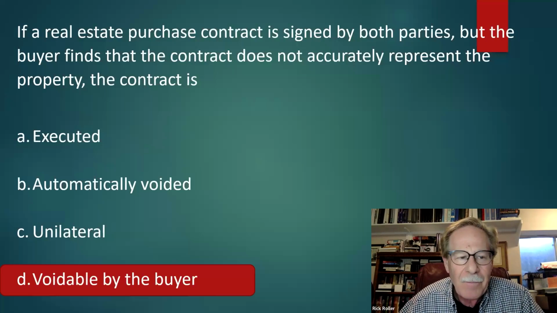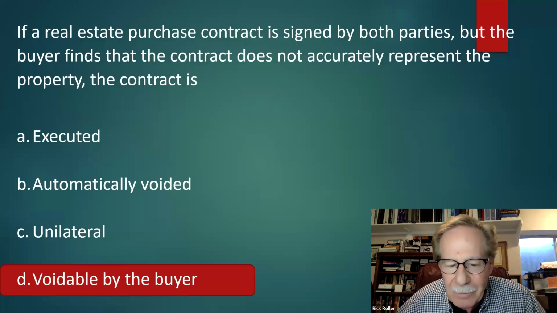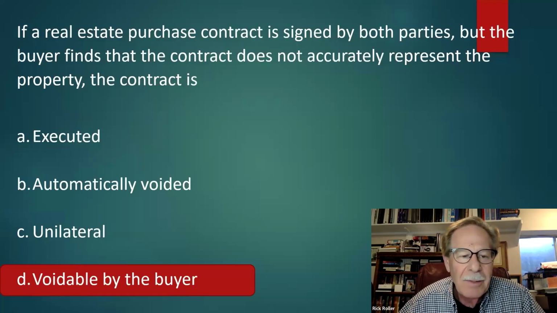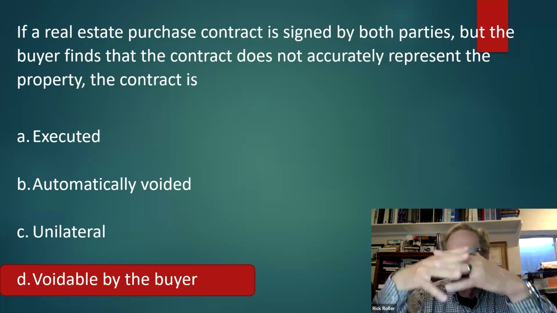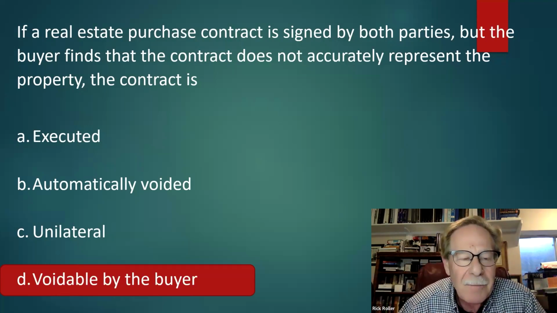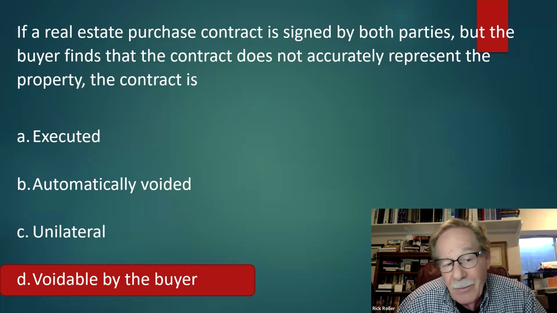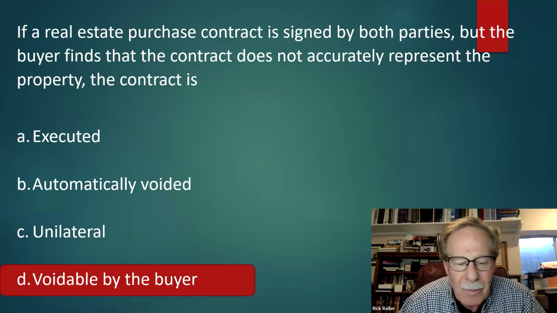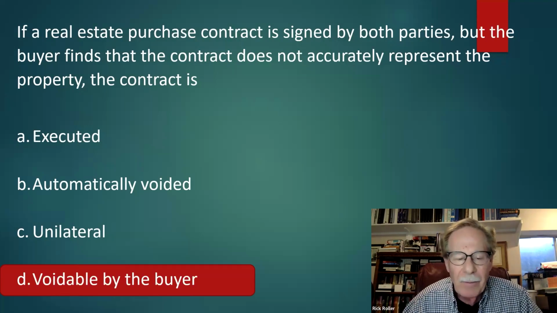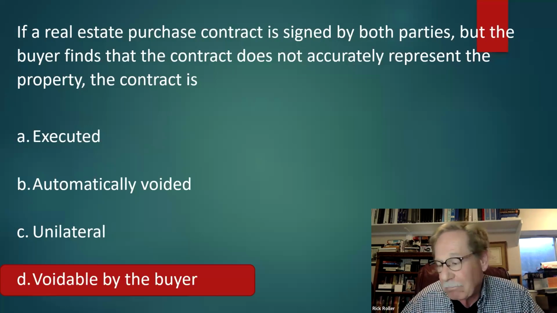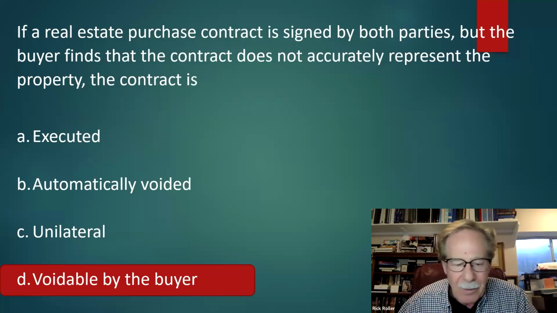Now, is it signed and executed? Well, yeah, it's signed by both parties. But it's not automatically voided, and it's definitely not unilateral, because there's promises being made two ways. And executed could mean that it's finished too. So the best answer, guys, is voidable by the buyer, because he's the one that's going to be disadvantaged. It wasn't written correctly. Something's wrong. It doesn't accurately describe the property. And so the buyer could let it go, or the buyer could cancel the contract.